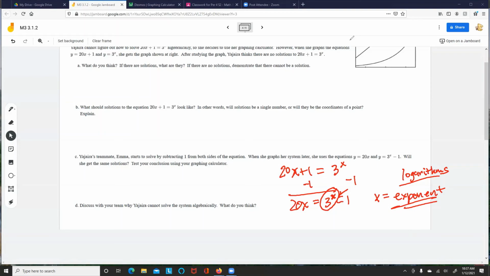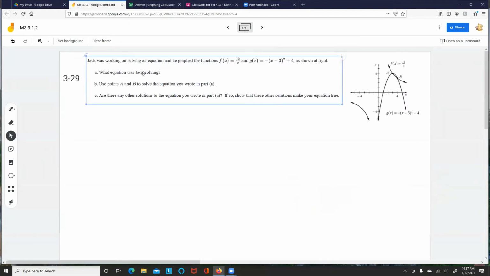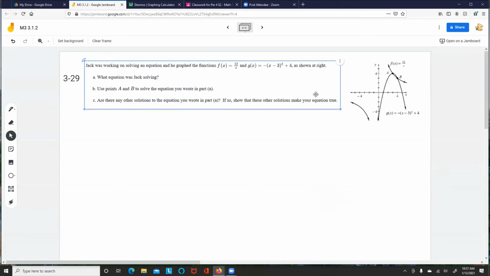Okay, I need to erase this and go on to the last question. Yeah, last slide, 29. Jack was working on solving an equation, and he graphed the functions f of x equals 12 over x and g of x equals negative (x minus 3) squared plus 4, as shown at the right. So 12 over x is going to be your hyperbola, where you get curve, curve. And then this is a parabola pointing down because it's negative, so that's that parabola right there. What equation was Jack solving? So what do we have to write on our paper to solve this, you guys?